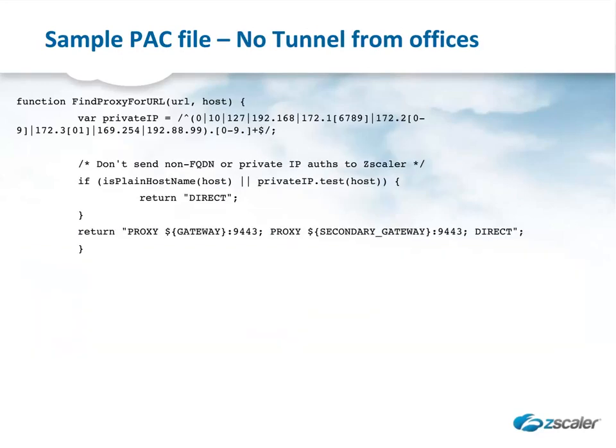This next file is much simpler as we don't have any offices with GRE or VPN tunnels. We are simply doing the hostname and private IP check and then sending everything else to Zscaler. Note the use of the gateway and secondary gateway variables.